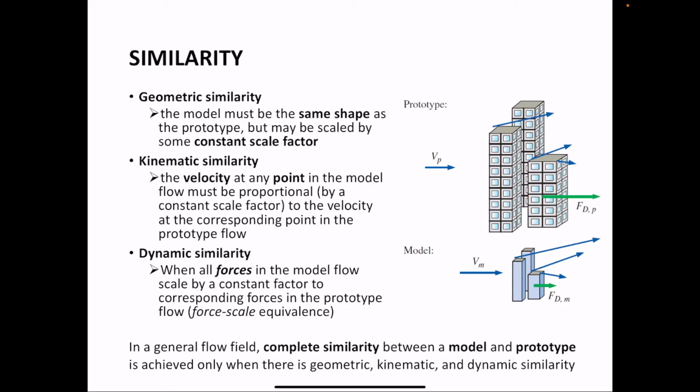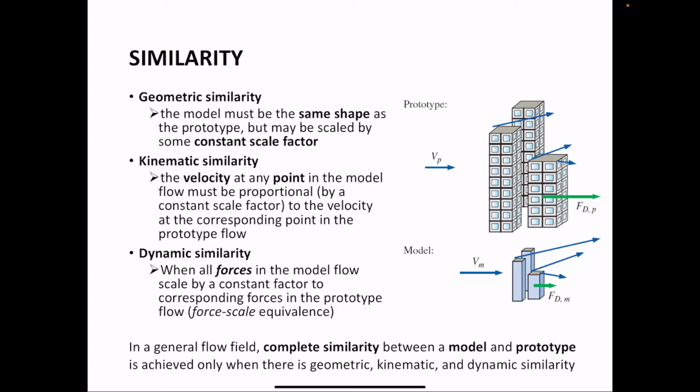Geometric similarity is when a model has the same shape as a prototype, although it can be scaled by some constant scale factor, which means the model must look the same as the prototype, although it can be smaller or larger.